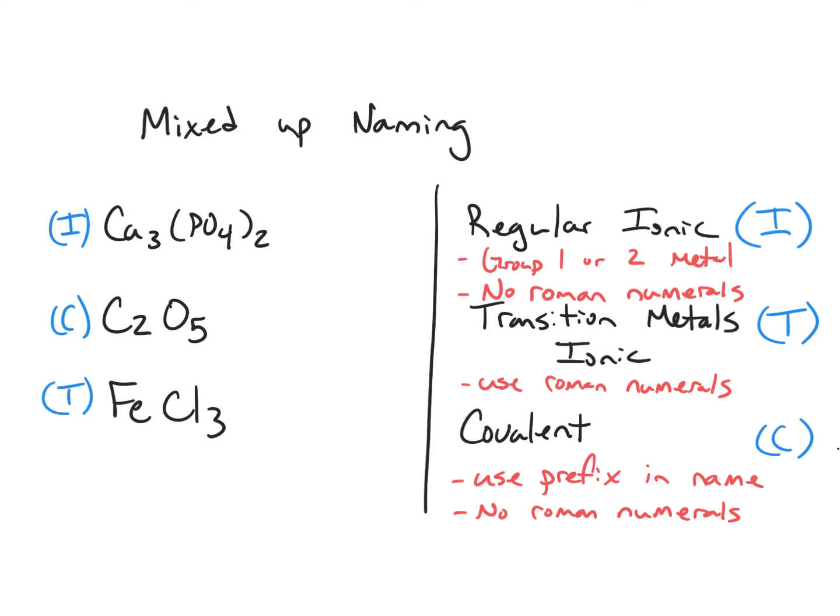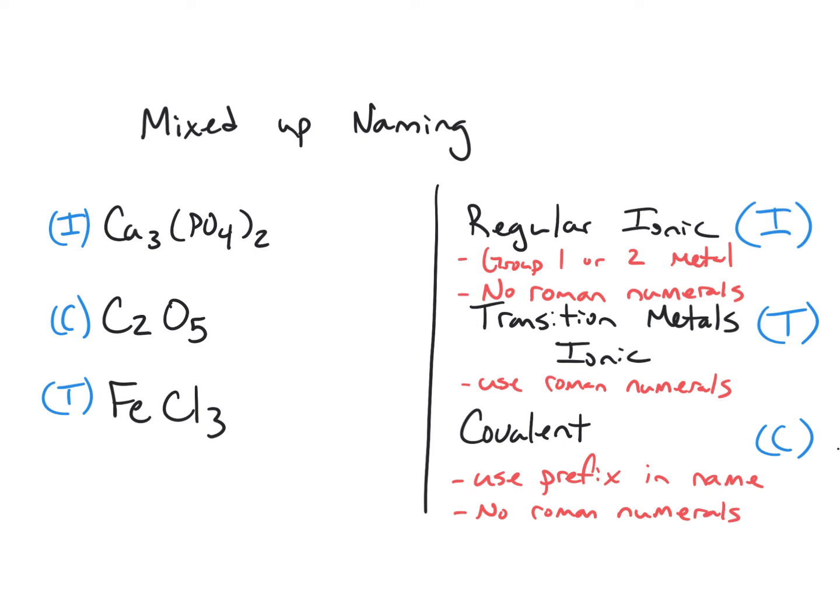Now that I have them labeled as ionic, covalent, and transition, I can then go over to each one of these and say, all right, all my regular ionics, no Roman numerals. And all of my covalents, just make sure I use the prefixes, but no Roman numerals. And all my transition, I need to do Roman numerals. And so here are the answers.